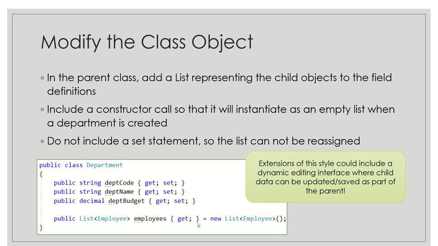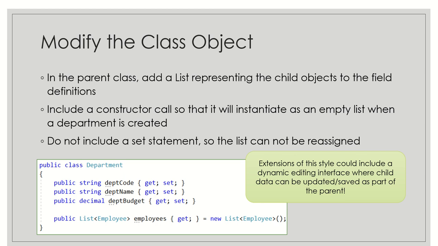One thing that we do need to do though is to ensure that when a department gets created, the list gets created as well. Because there's no set block, we're going to include a constructor call that will set up the list as a new empty list, since we can't assign a new list. So we're going to start it as empty. Then later, when we retrieve the employees that are part of this department, we can just add them to the list that already exists.